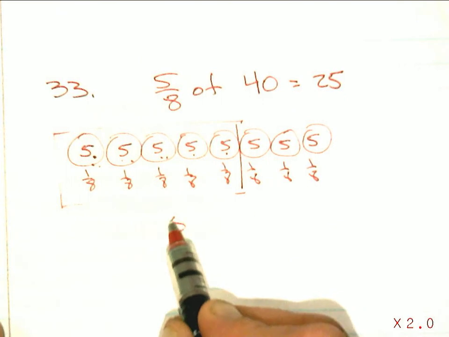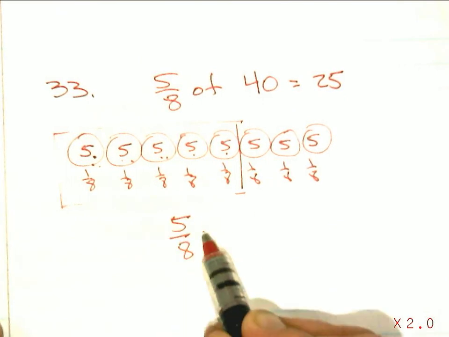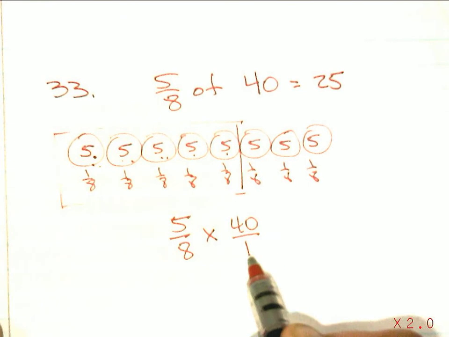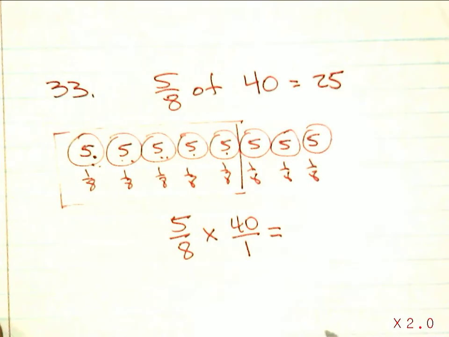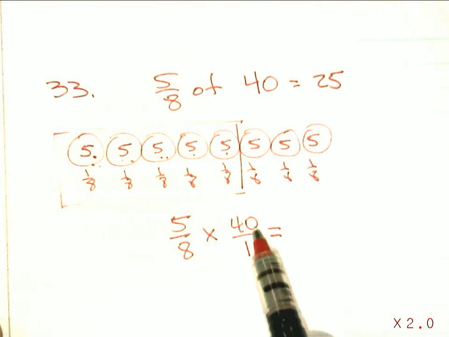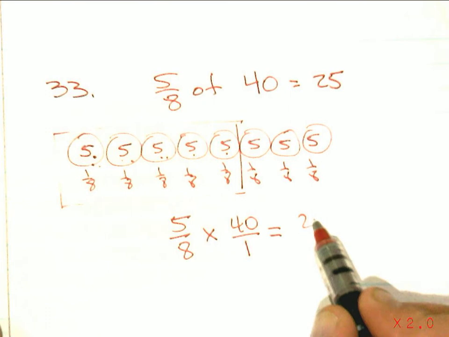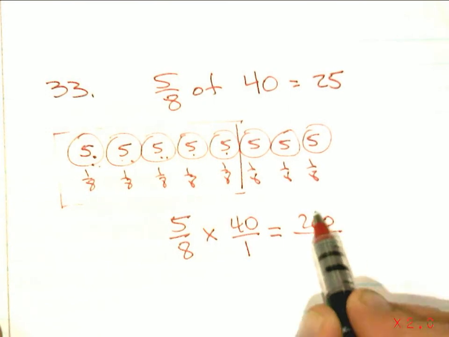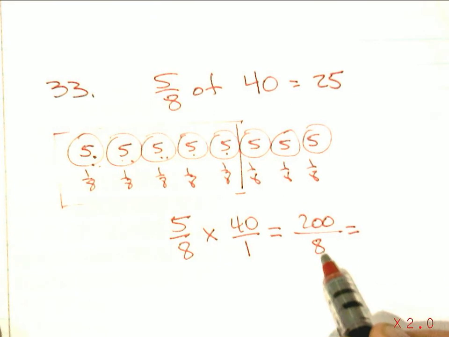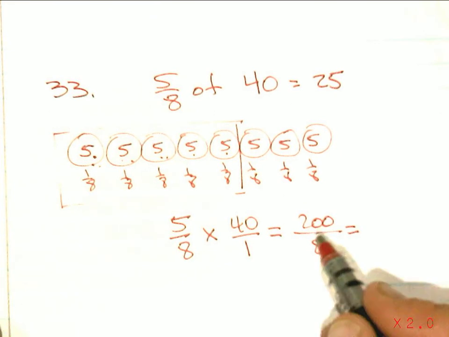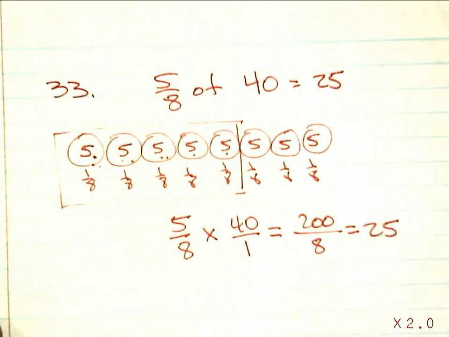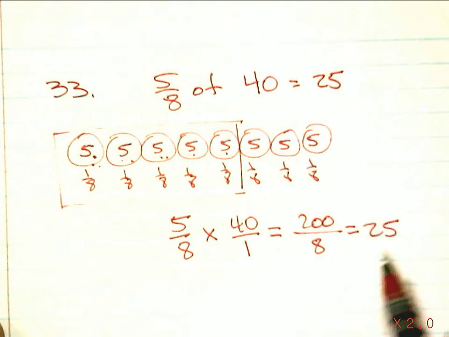And really, if I wrote this out, what I'm really doing is 5/8 times 40 over 1. And so I can do this a couple ways. I can do 5 times 40, which is 200, and 200 divided by 8. How many times does 8 go into 200? It goes in 25 times. If you could do that mentally and get that right.